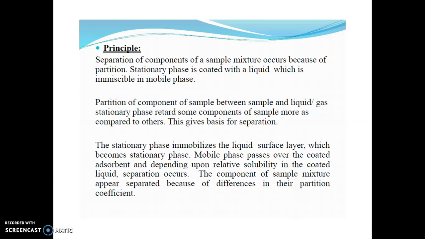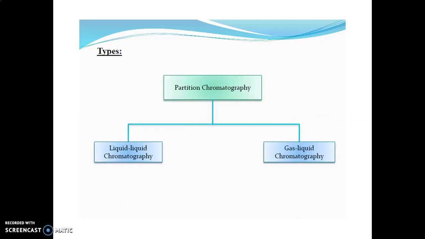Partition of components of the sample between the sample and the liquid or gas stationary phase retards some components of the sample more as compared to the others. This gives the basis for the separation. The stationary phase immobilizes the liquid surface layer, which becomes a stationary phase. The mobile phase passes over the coated adsorbent, and depending upon relative solubilities in the coated liquid, separation occurs, and the components of sample mixtures appear separated because of differences in their partition coefficient. So this is our partition chromatography. Partition chromatography again has further types: liquid-liquid chromatography and gas-liquid chromatography.